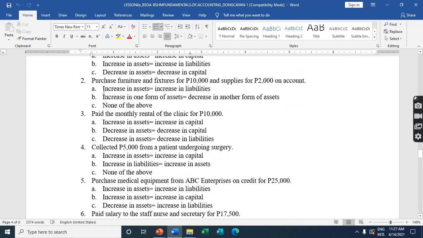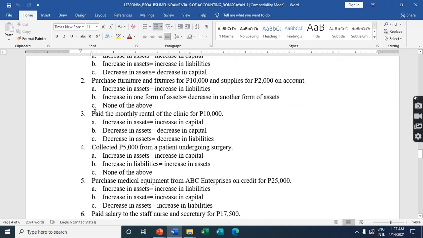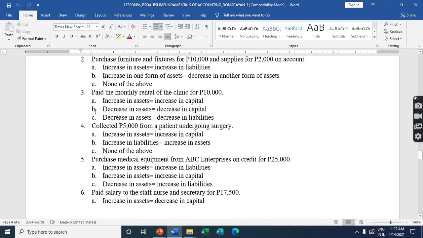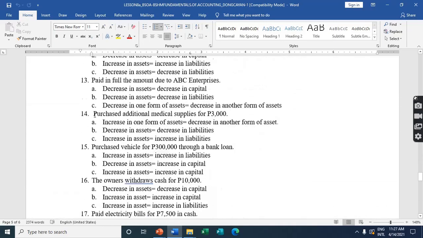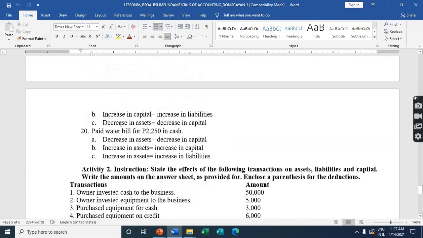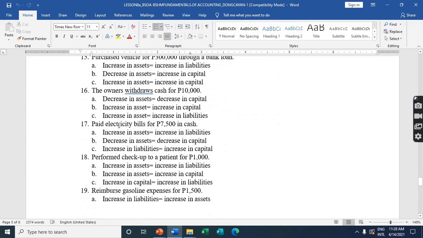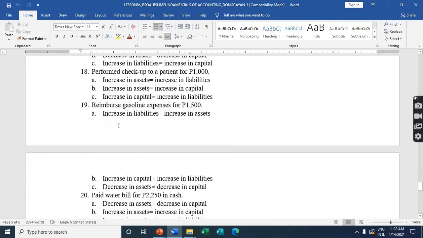So, i-analyze nyo yung transaction and then tingnan ninyo kung may tamang sagot dito sa ABC na to. Dito sa choices. Okay? So, 1 to 20 yan. Choose the letter of the correct answer. Okay? Multiple choice.